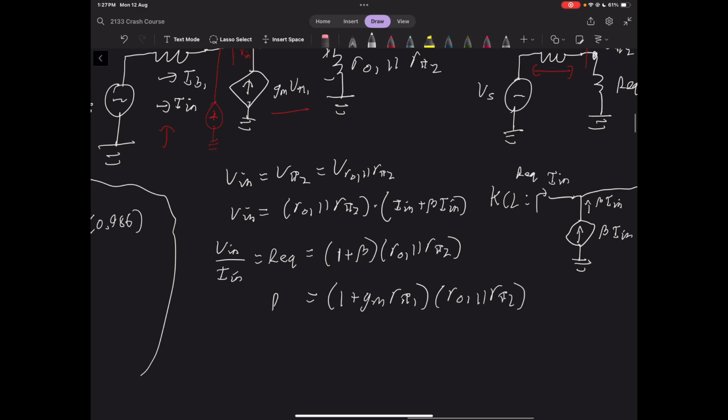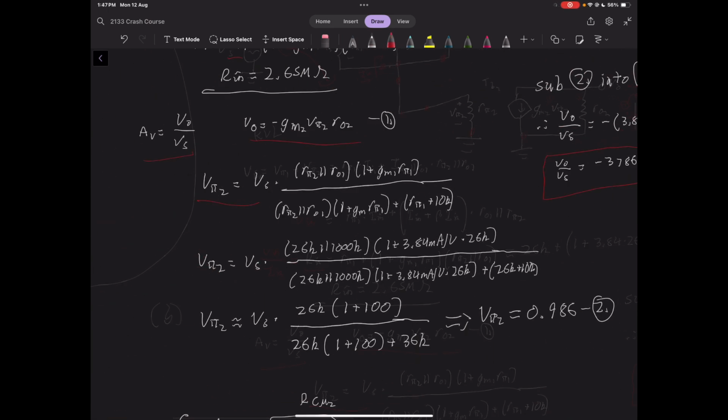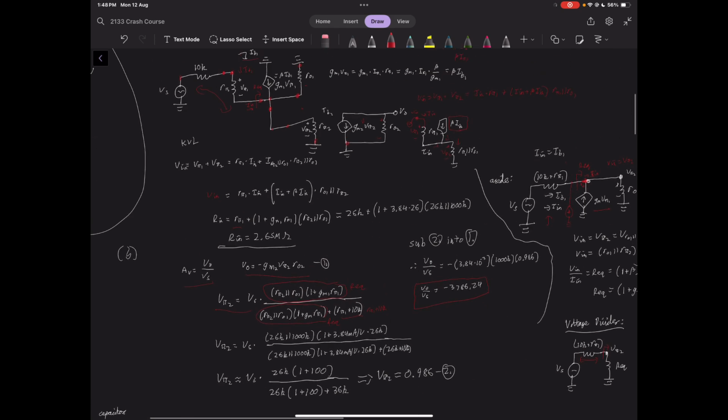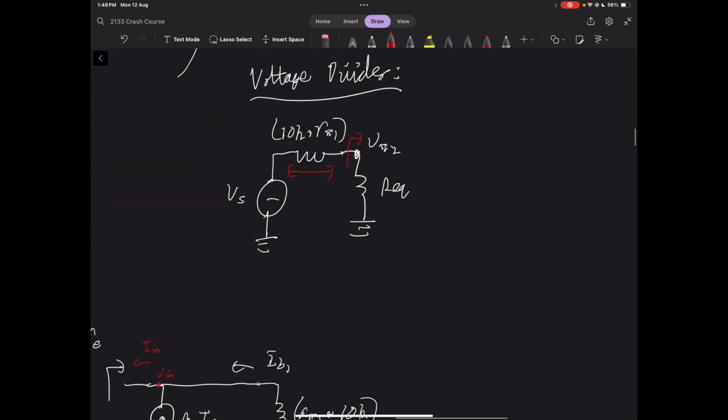And that is going to be what our equivalent resistance is. So hopefully, with this knowledge of the voltage divider, you can see that this big chunk here is our equivalent resistance. This chunk here is also our equivalent resistance. And this is R pi 1 plus 10K in series, which was this voltage divider circuit we drew here. V pi 2 equals Vs times REQ over REQ plus 10K plus R pi 1.